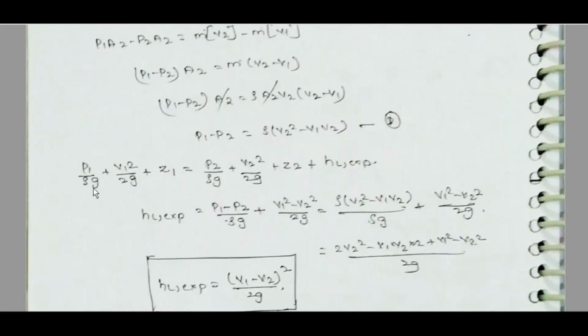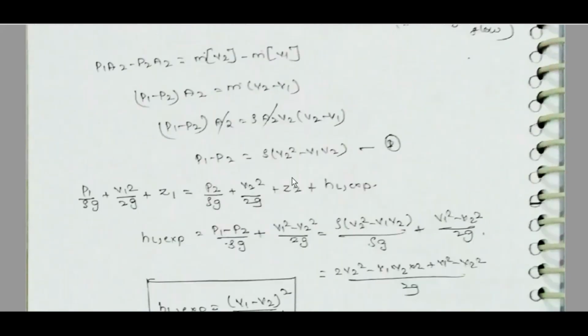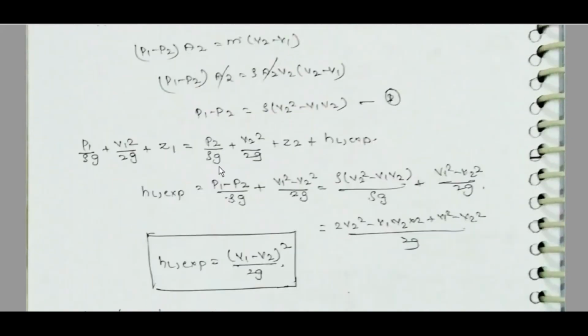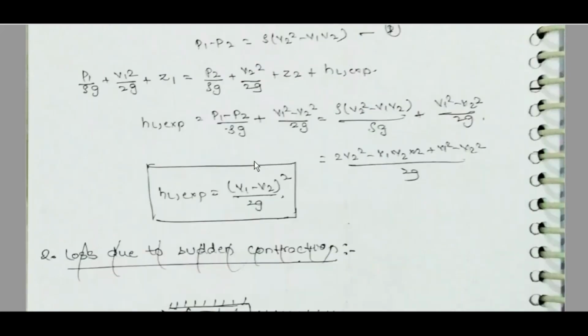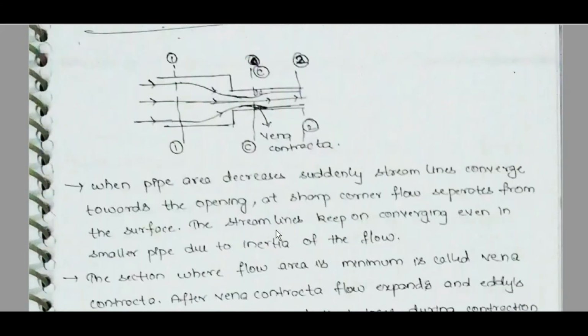Applying the energy equation: P1 by rho g plus V1 square by 2g plus Z1 is equal to P2 by rho g plus V2 square by 2g plus Z2 plus HL expansion, the head loss due to expansion. HL expansion is equal to (P1 minus P2) by rho g plus (V1 square minus V2 square) by 2g. If we substitute P1 minus P2, then finally we get HL expansion is equal to (V1 minus V2) whole square by 2g. Loss due to sudden contraction.